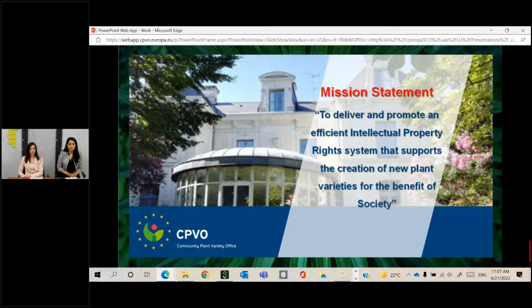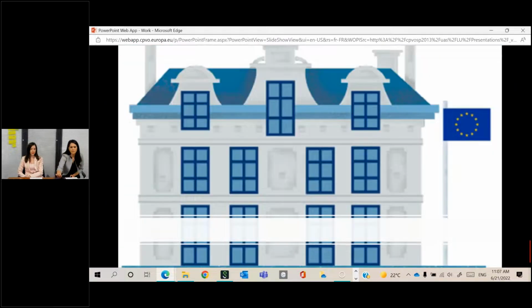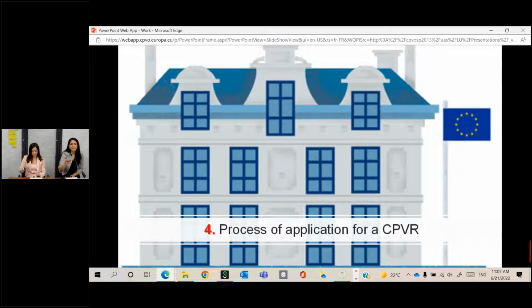What is our mission? It is to deliver and promote the system of protection as it was established in the UPOV Convention. We have to run it, we have to raise awareness like we're doing today, and we do this for the benefit of society, the benefit of society that you saw as the outcome of the social contract theory before. And now I can leave the floor to Angela, who will explain how the process of application for a right works. Thank you.